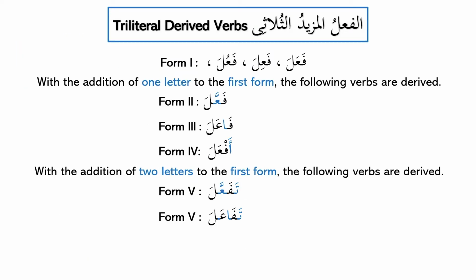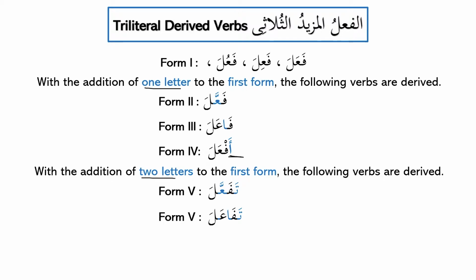From form number 1, as we know, it can be fa'ala, fa'ila and fa'ula. When we add one letter to form number 1, it becomes form number 2, fa''ala. When we add alif, it becomes faa'ala, form number 3. And when we add hamza, Hamzatul Qat', this hamza is always written, form number 4. So we have fa''ala, faa'ala, af'ala.